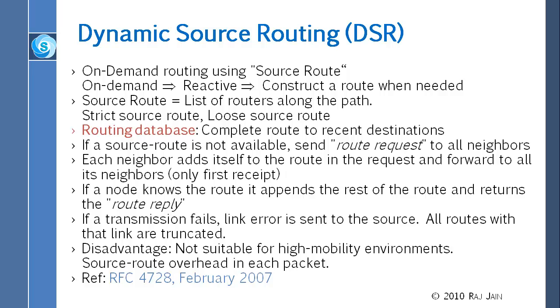How do you find a source route? Suppose you don't have somebody on the list, then what do you do? So you flood a request, and whoever has the route sends it back. Now this is quite a big overhead in that case, right?